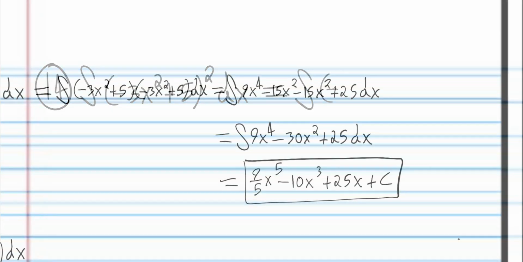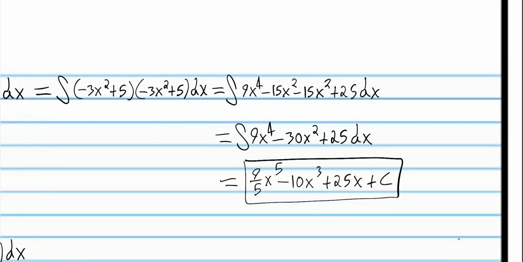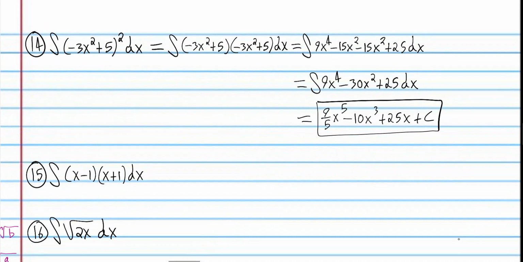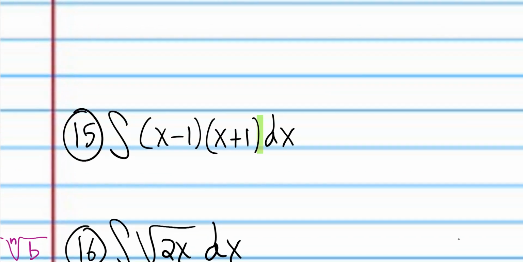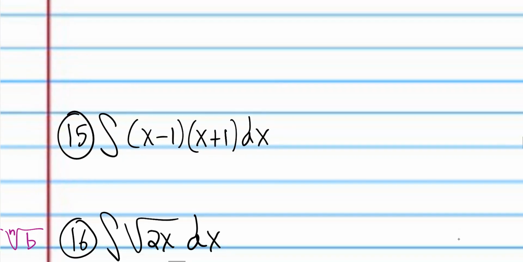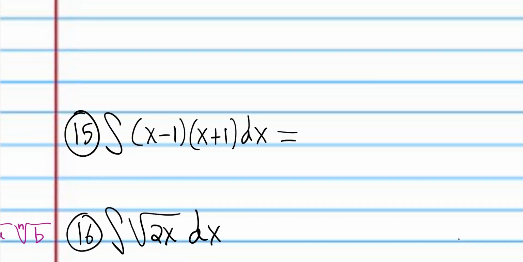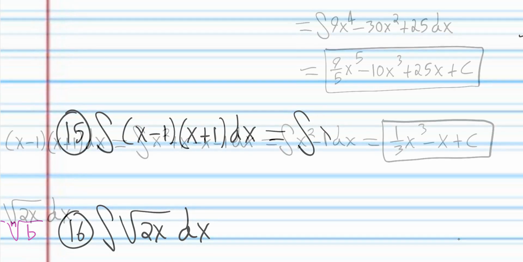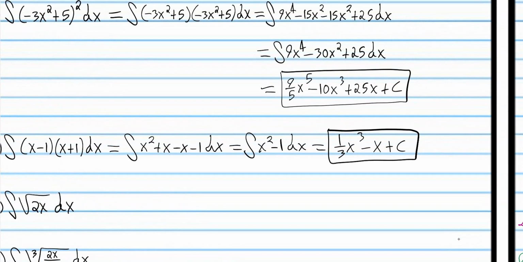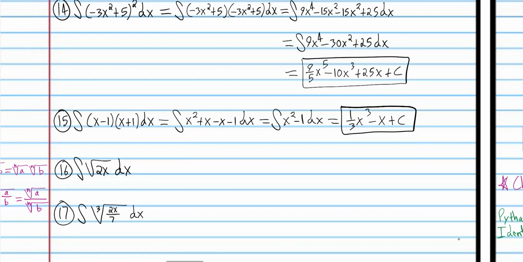All right, we're back. If you got that right, excellent. Okay, try number 15. We don't know how to find the antiderivatives of this expression here, so we have to change the form. Try 15. When you come back, we'll do it together. All right, we're back. So there you go, if you got that right. Excellent.